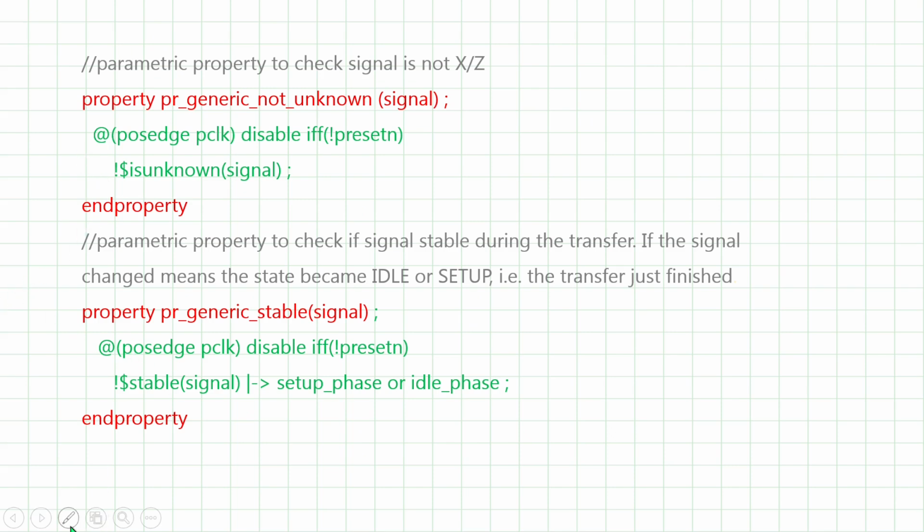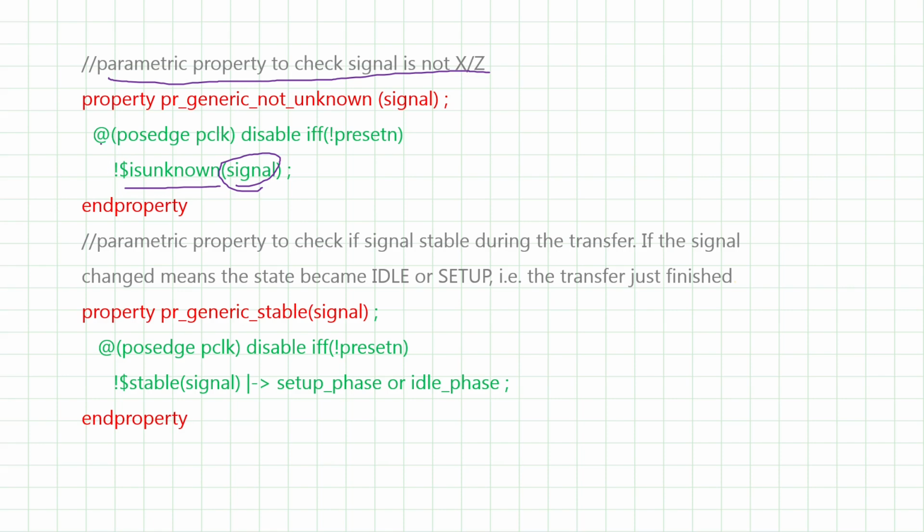This is our first parametric property, to check that a signal is not X or Z. In our transfer, we don't want a signal to be unknown or high impedance. So we will check with $isunknown, which is a system task. We can use it to check whether any signal is unknown or high impedance, and it will give an error if the property is violated.